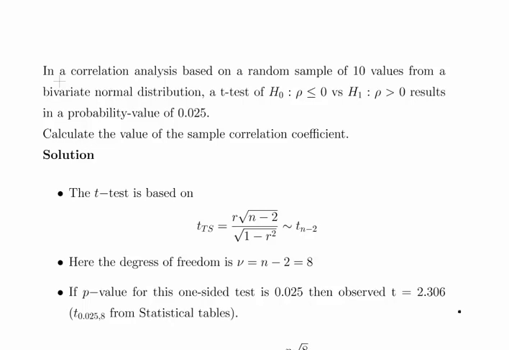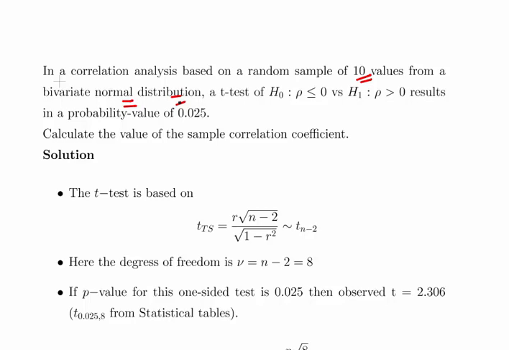Okay, in this presentation we're going to look at the correlation coefficient and particularly a hypothesis test based on the Pearson correlation coefficient. So, in a correlation analysis based on a random sample of 10 values, that's an important detail there, 10 values, from a bivariate normal distribution, just to state that the Pearson is an appropriate correlation coefficient.